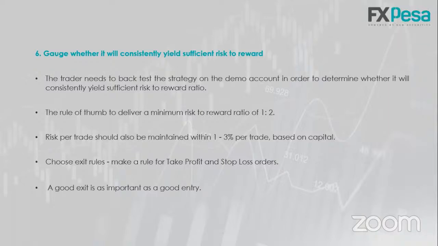So by observing the setup at play, you should be in a good position to know whether the risk that you're taking is worth the reward that you're targeting to get. So the rule of thumb is to have a minimum of reward to risk of 2:1 or risk to reward of 1:2. So if, for example, you're risking $1, you should at least be targeting to make $2 in return.